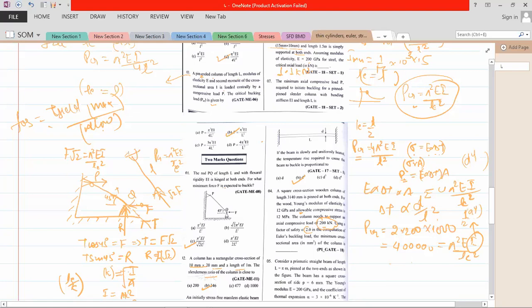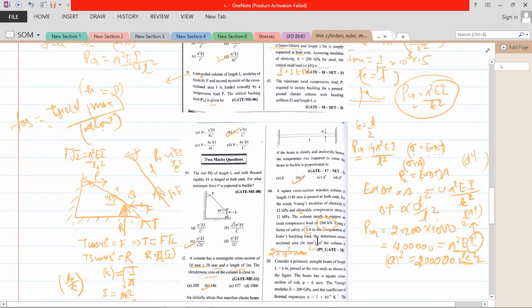You can get the a value, and you just square it, because area is what you have to ask. So the area would be around 2 into 10 raised to the power 5 square. So this would be your area. Okay, so your area would be 2 into 10 raised to the power 5 square.